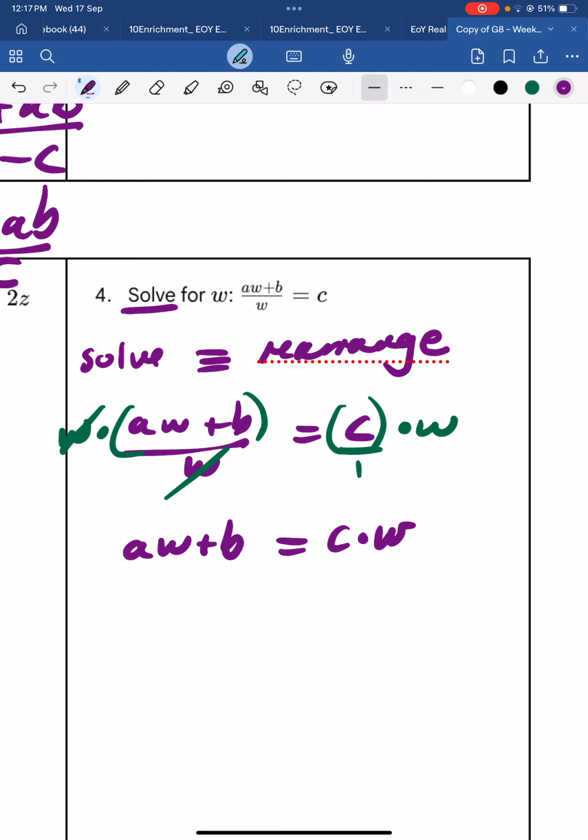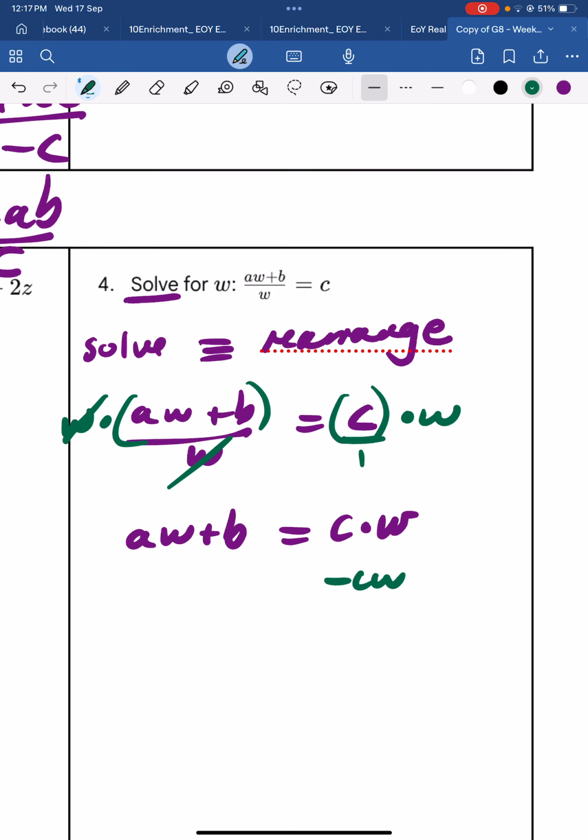Alright. Now second step is to get the w's, the thing we're trying to solve for, on the same side. Now I could subtract cw from both sides. Right, I could do subtract cw, subtract cw, but I think a better move would be to subtract aw, subtract a times w from both sides. Now you'll see why that's a better move when we tidy up what's left. So on the left hand side only b, on the right hand side cw minus aw. Now these are c times w and a times w.